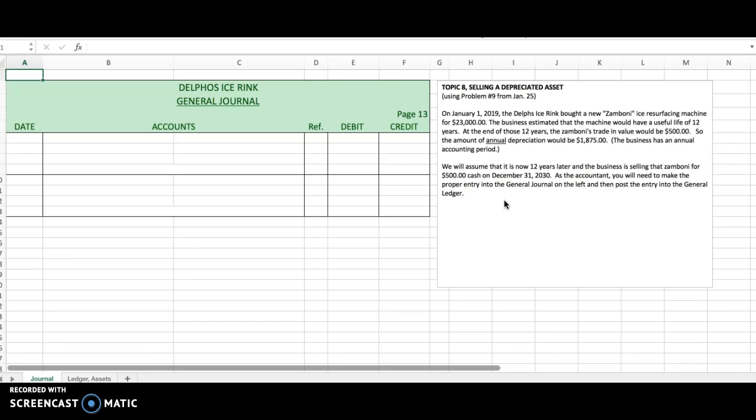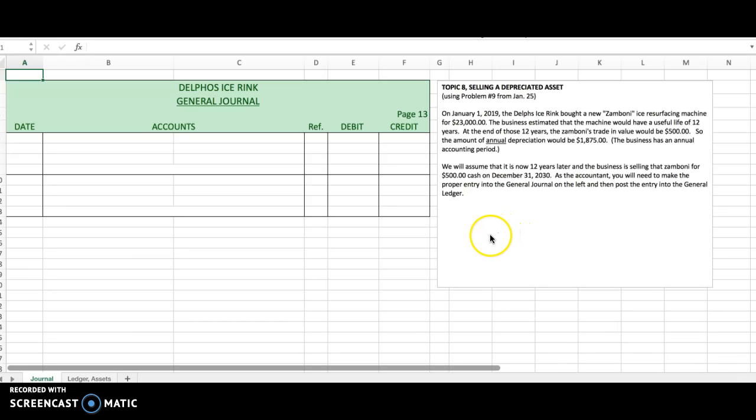And this is a different type of transaction than you've had before. In the past, you've had a number of transactions where you debited cash and credited sales, or debited accounts receivable and credited sales. This is not a sale. This is not what the business is in existence for. We don't have an ice rink just to sell Zambonis. So this is not a typical sale. But we are getting rid of an asset, so we have to be able to record that.